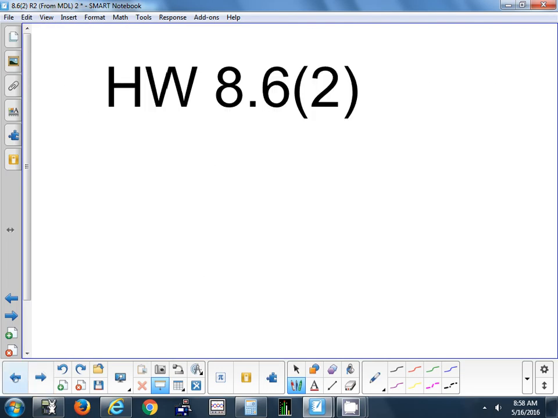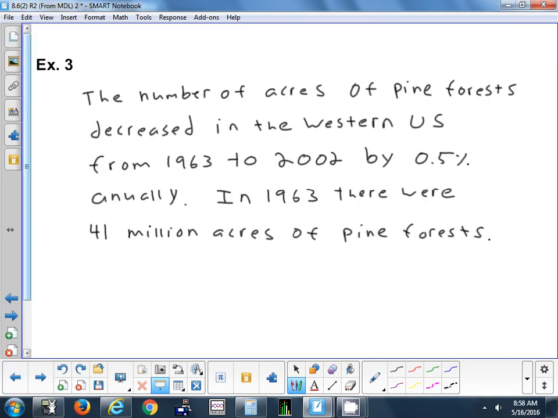All right. So let's take a look at an example. This one it's not about nuclear energy. It's about a forest, and it says the amount of forest decreased in the western U.S. by 0.5% every year from 1963 to 2002. Because it's decreasing the same percent, it's not a lot. It's only 0.5%. But think about if you decrease something by 0.5% for many, many years, it starts to add up. In 1963, we started out with 41 million acres of forests. Do you guys already have that on your sheet?